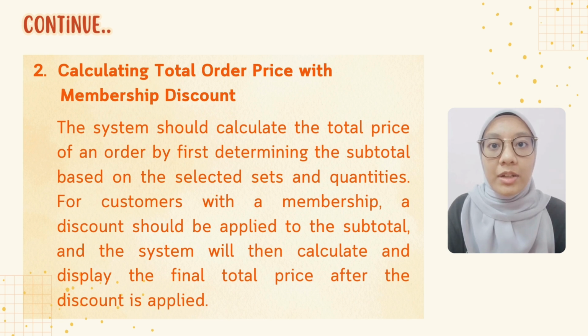Secondly, calculating total order price with membership discount. The system should calculate the total price of an order by first determining the subtotal based on the selected sets and quantities. For customers with a membership, a discount should be applied to the subtotal, and the system will then calculate and display the final total price after the discount is applied.